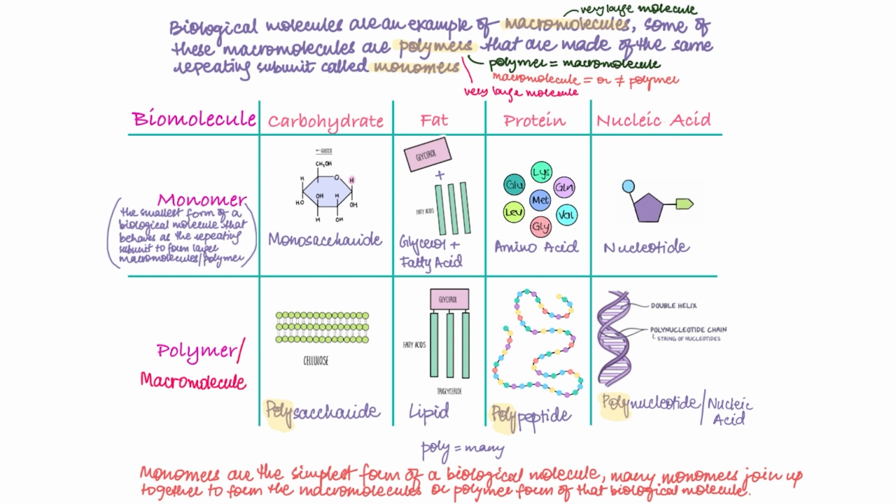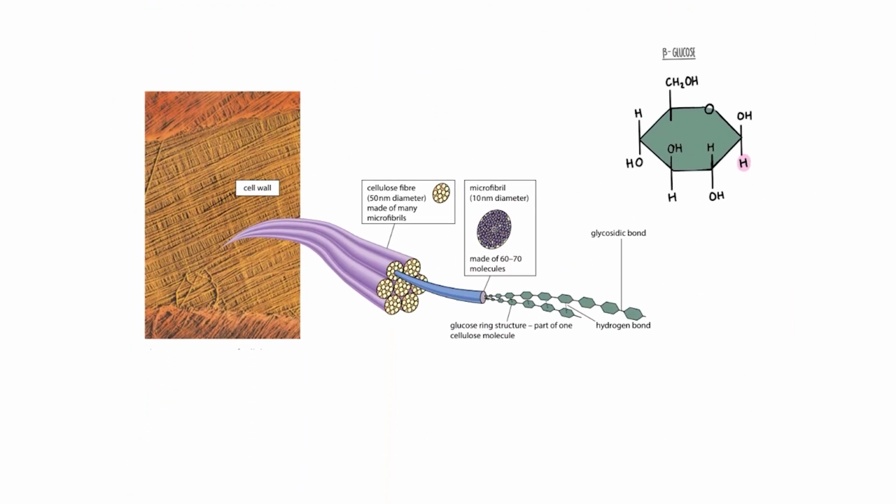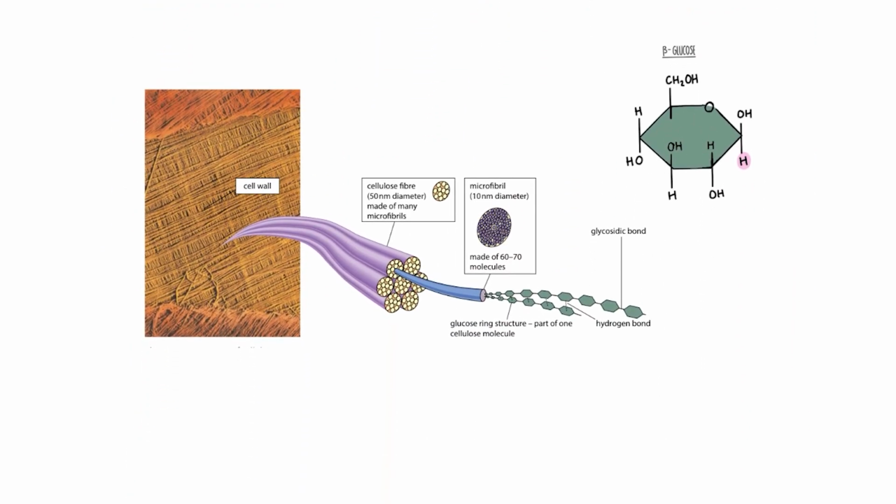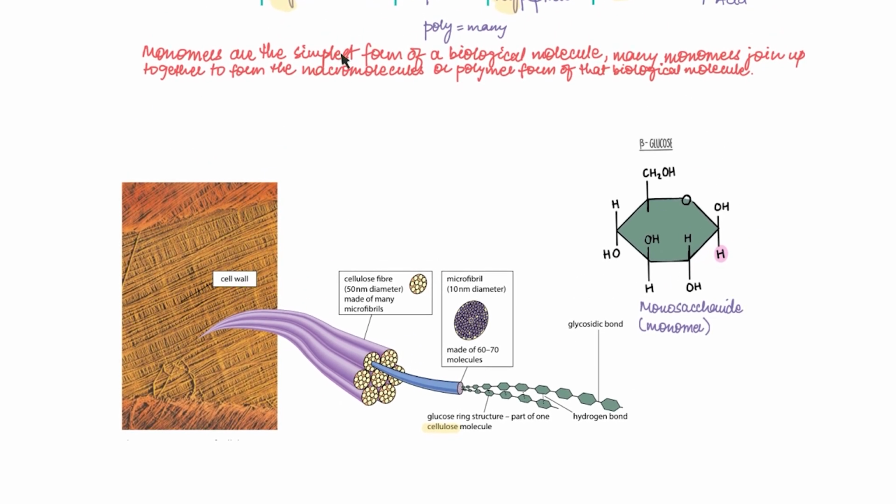To reinforce this idea, let me give you an example. Beta glucose, for example, is a monomer of carbohydrate, or an example of a monosaccharide for carbohydrate. Many such beta glucose molecules join up together to give rise to a polysaccharide called cellulose, which is going to be the key component of cell walls in plant cells. And so, monomers are the simplest unit of a biological molecule, and these monomers join up together to give rise to a macromolecule or a polymer structure.